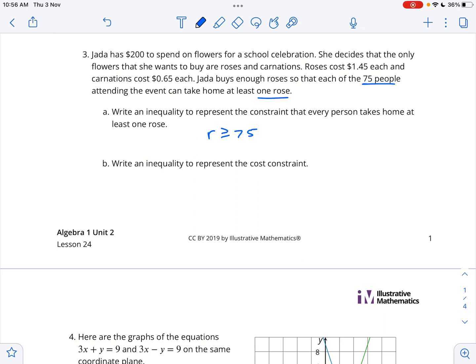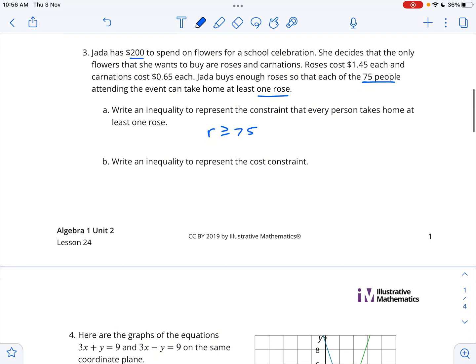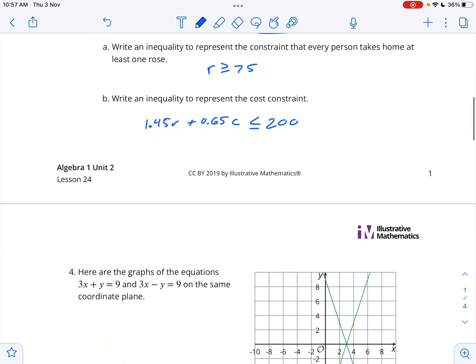And then the other constraint is the money. We only have $200 to spend, so it needs to be less than or equal to 200. And to figure out the cost, it's $1.45 per rose, which you're told up here, and it's 65 cents for each carnation. So when I add those together, it needs to be less than or equal to 200.